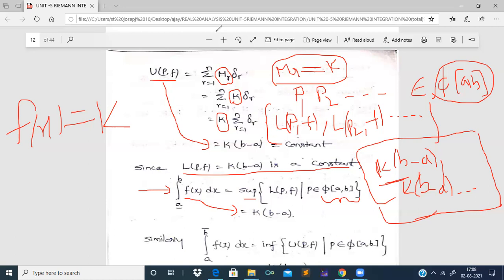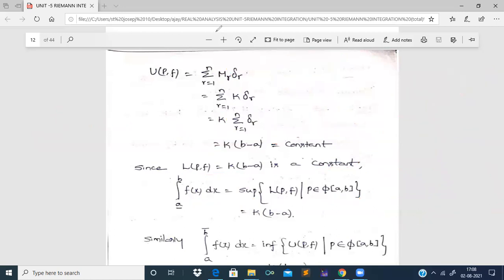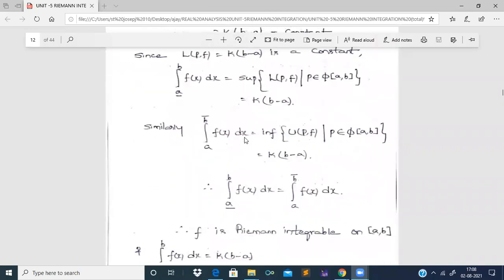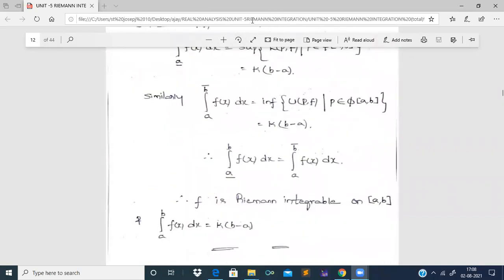And now let us proceed further for finding the upper Riemann integral of this function f of x. So if we consider the upper Riemann integral, that is the integral over a to b bar f of x dx, it is equal to the infimum of all upper Darboux sums for every partition belonging to the family of partitions of closed interval a comma b. It is equal to k into b minus a. What is the meaning of this?